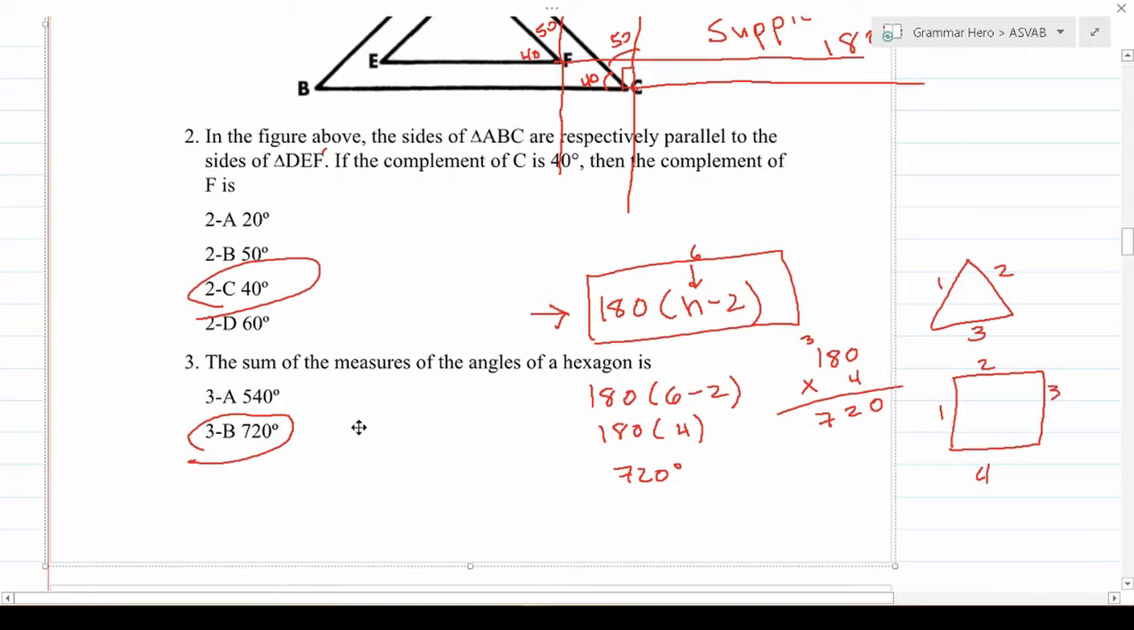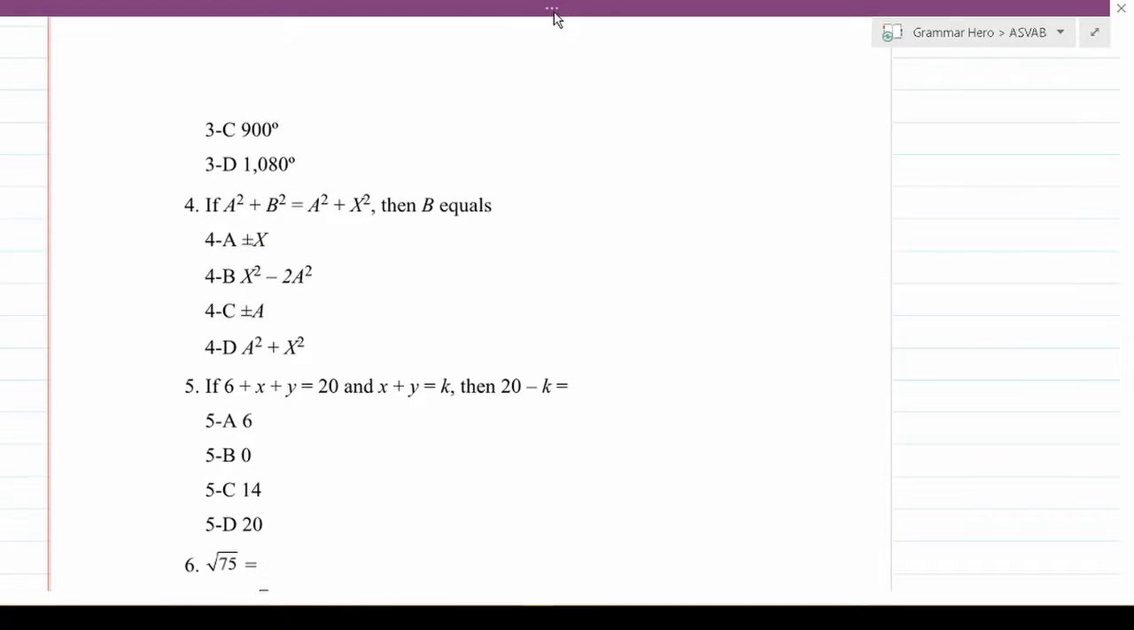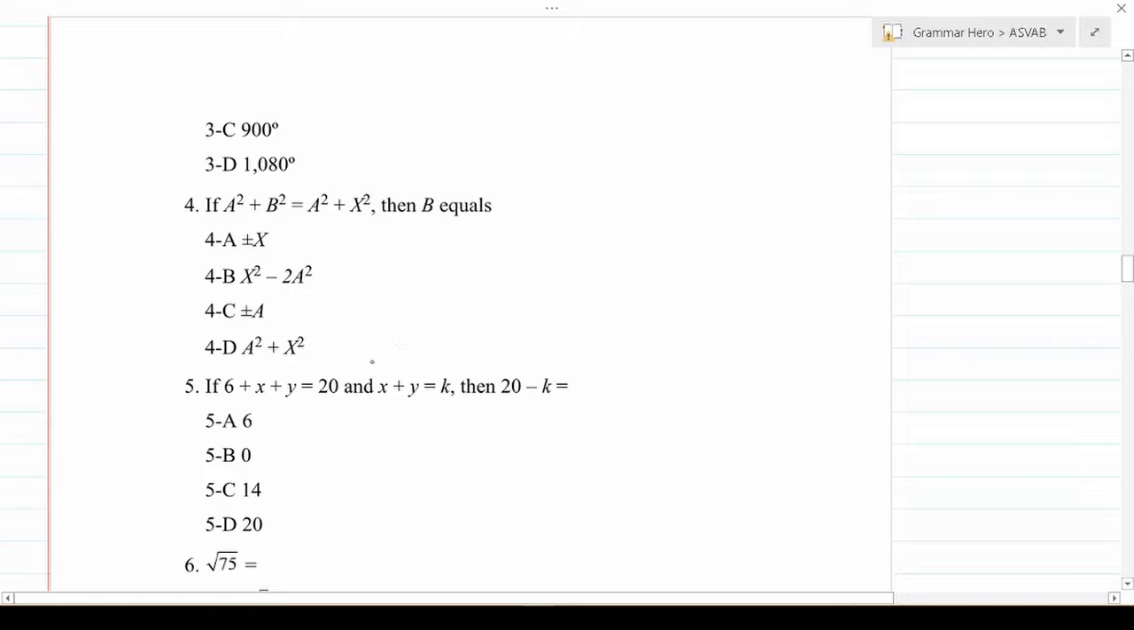Okay, let's move on to number 4. If a squared plus b squared equals a squared plus x squared, then b equals. Whenever I see a problem like this, I like to think of it like this. b equals, that is, you want b by itself. So in other words, we're going to have to rearrange these equations such that we get b by itself. So let's go ahead and do that.